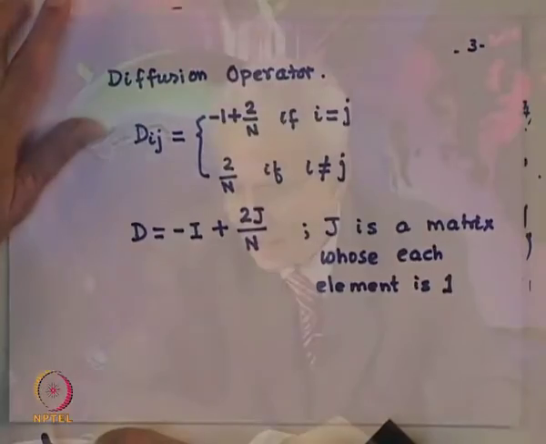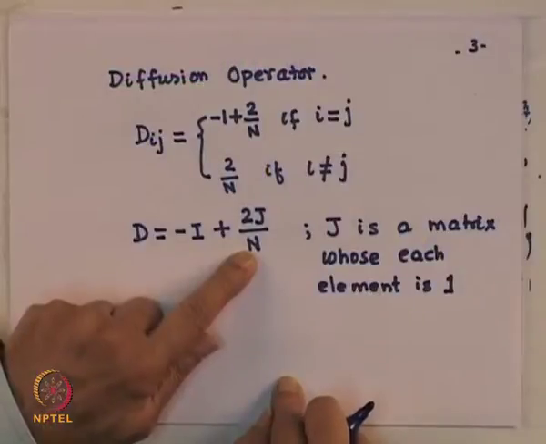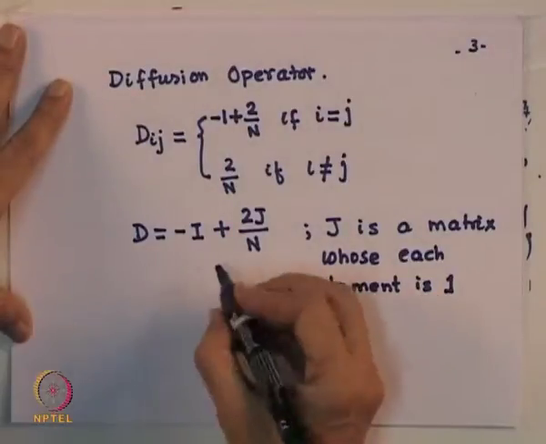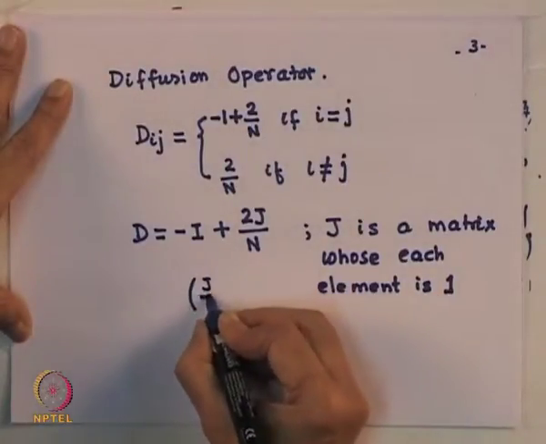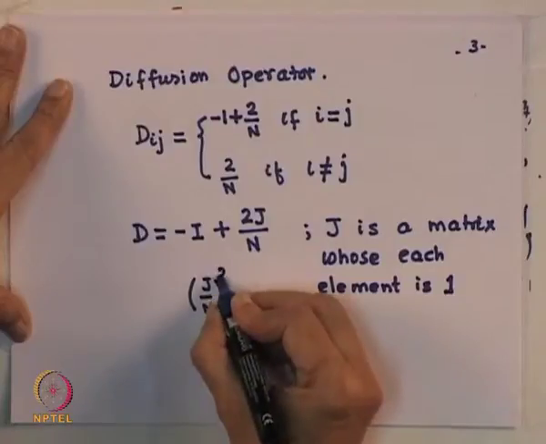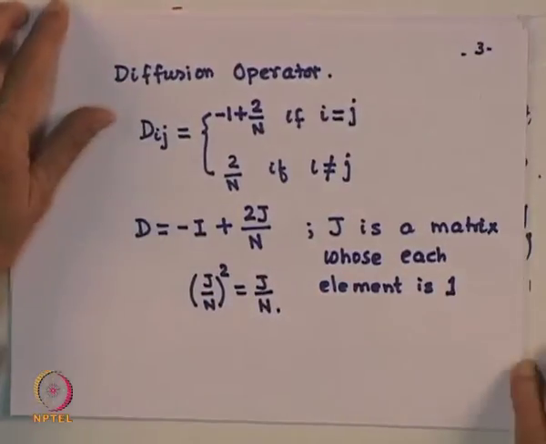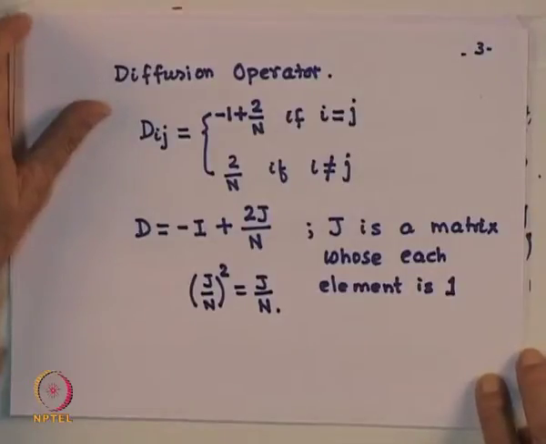Now, let us see how this happens. It is fairly straightforward for you to prove that if J is a matrix whose each element is 1, then J by n happens to be a projection operator or projection matrix. That is, (J by n) square is equal to J by n. So just multiplying two identical matrices, whose each element happens to be the same.